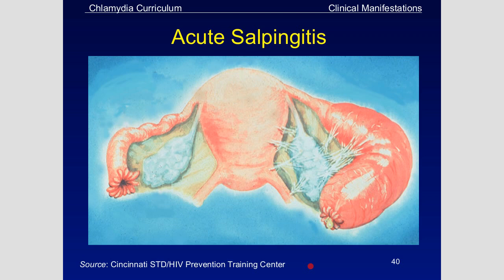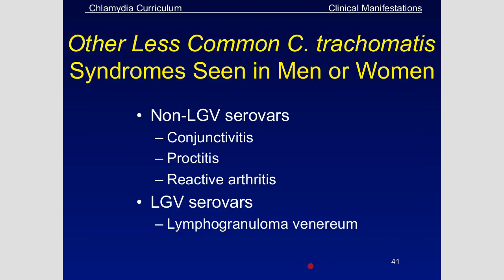And again, you can see over here is an ovary, right? We call this salpingo-oophoritis because everything's inflamed over there. But in this particular case it is salpingitis, which is inflammation of the distal end of the fallopian tube.